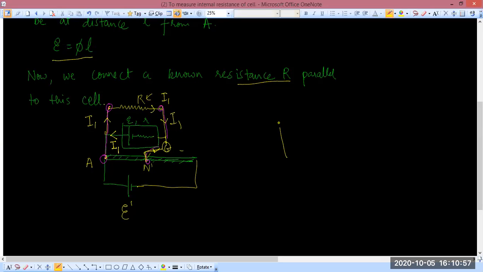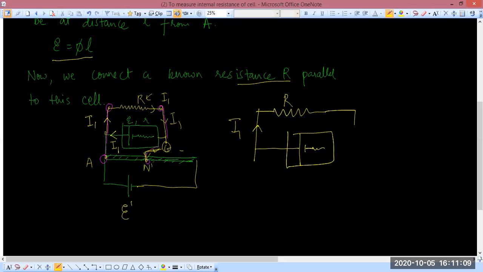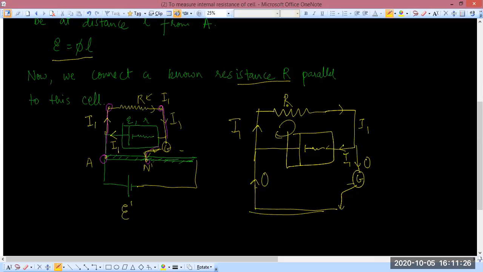Is I1 clear? So basically there is current flowing in the resistor R, and there is current going through the battery also, right? But there is no current in the galvanometer because we are talking about the null point. So over here current is 0, over here current is 0. So basically the current is just making a loop. Clear?